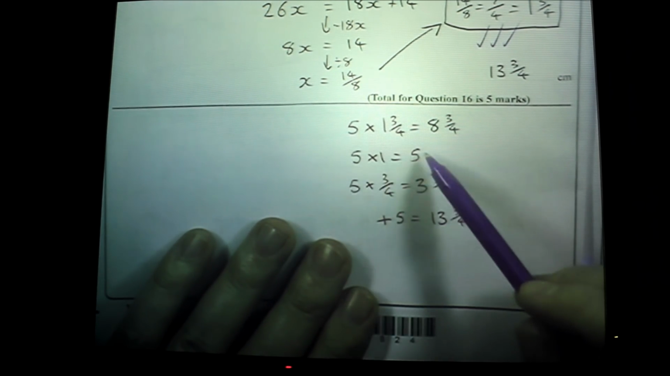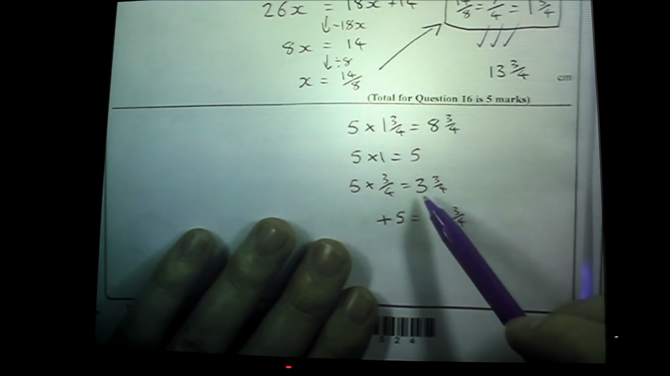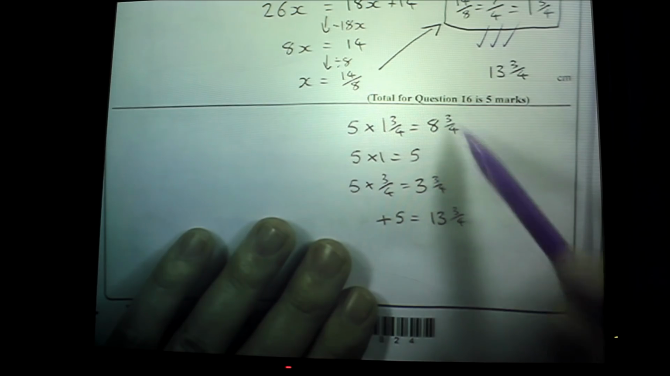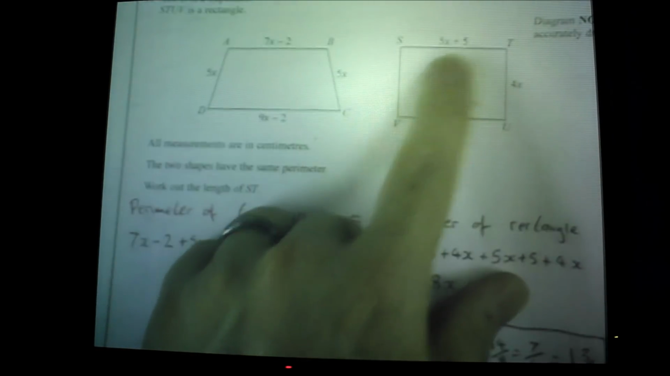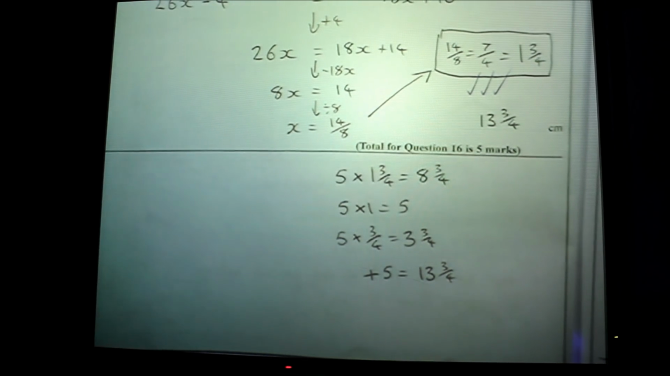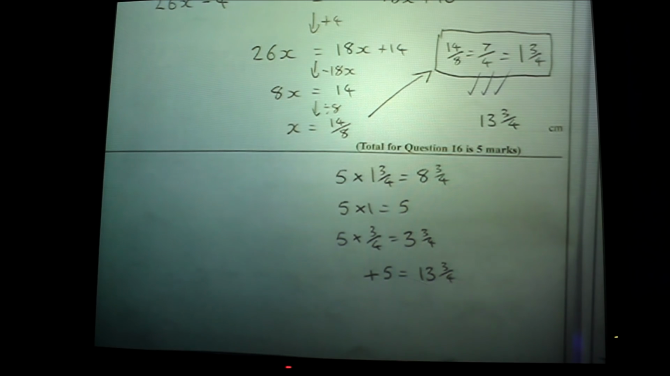5 lots of 1 3/4, I can't really do that in my head. So I did 5 times 1 is 5. 5 lots of 3/4 is 3 3/4. So that is 8 3/4. Then don't forget, you need to add the 5 on, because it's at the top. So the answer you get is 13 3/4, or 13.75 centimetres. 5 marks. A little bit nasty.